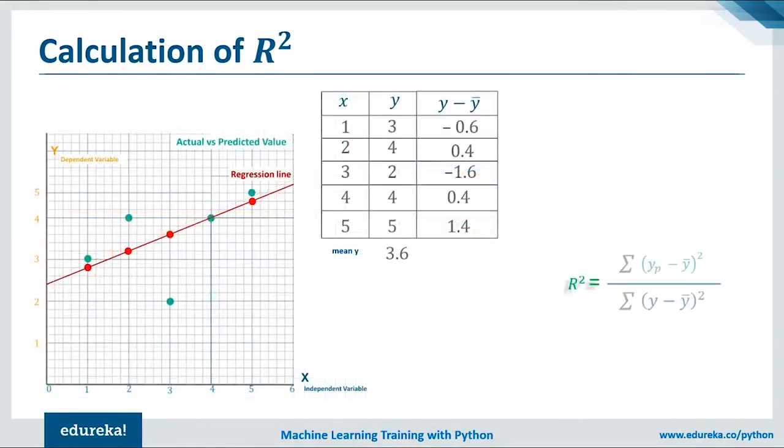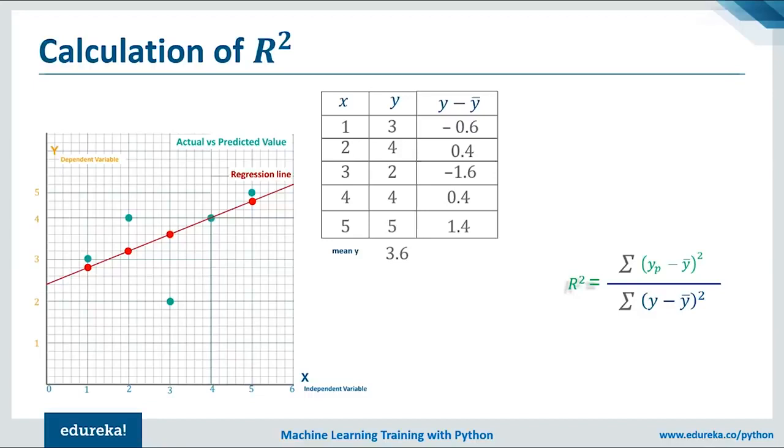Next, we'll calculate y minus y bar. We have y as 3, y bar as 3.6, so we calculate 3 minus 3.6, that is minus 0.6. Similarly, for y equal to 4 and y bar equal to 3.6, we have y minus y bar as 0.4. Then 2 minus 3.6 is minus 1.6. 4 minus 3.6, again 0.4. And 5 minus 3.6 is 1.4. So we got the values of y minus y bar.